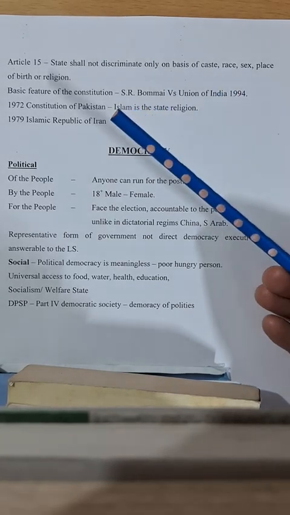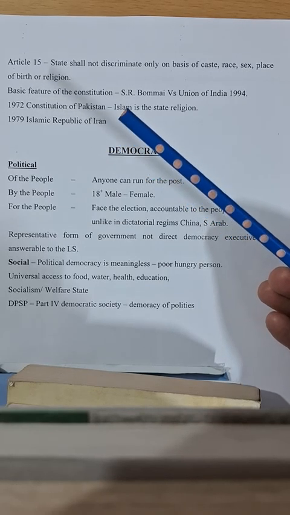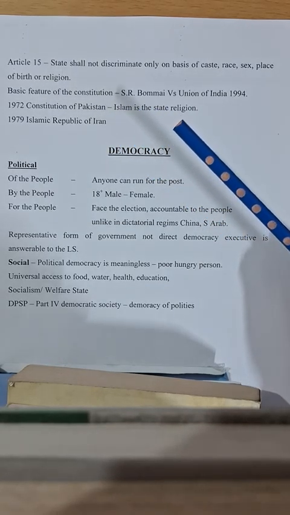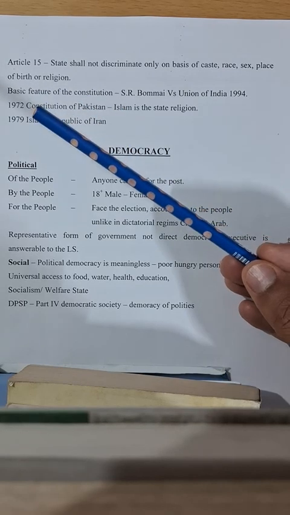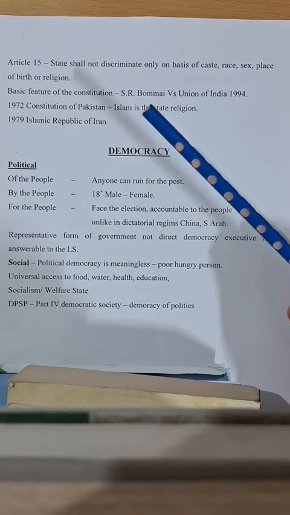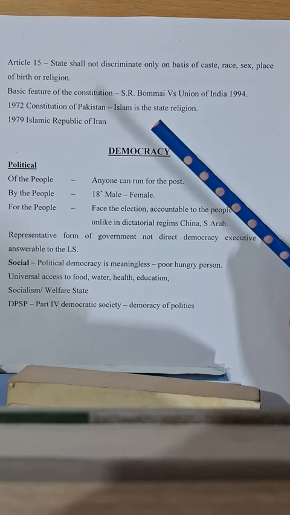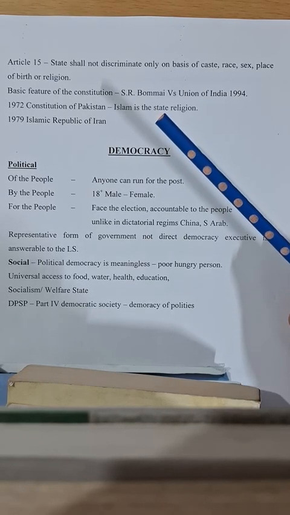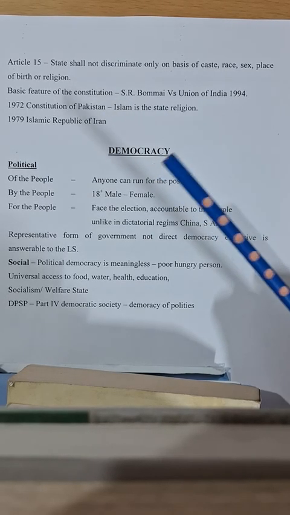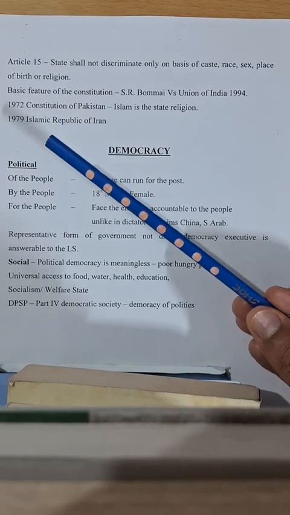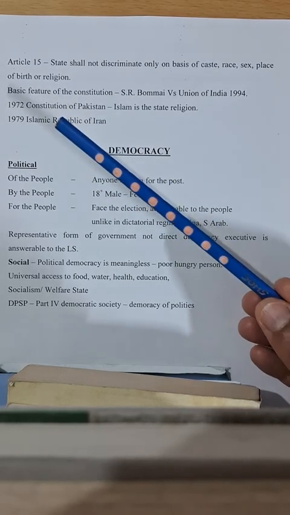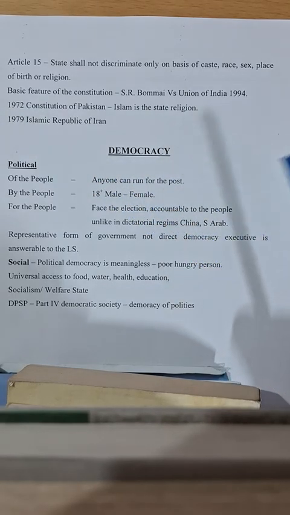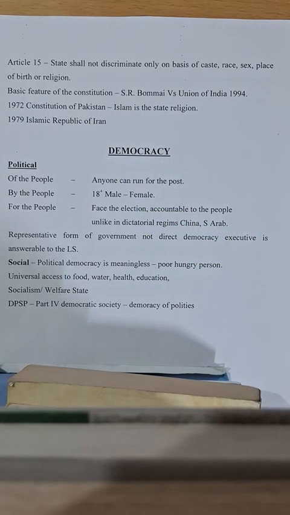Let's contrast this with Pakistan and Iran. I've just taken two examples. There are many other states which are religious based states. In 1972 Constitution of Pakistan, Islam was made the state religion. So the official name of Pakistan is Islamic Republic of Pakistan. And another example is Islamic Republic of Iran. In the 1979 Constitution, it was made an Islamic Republic. That means the state is responsible towards its Muslim citizens and not any other people.